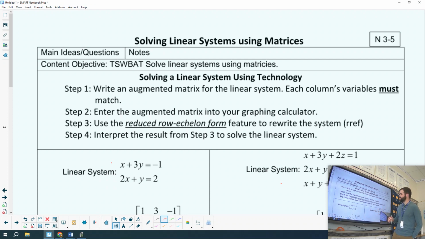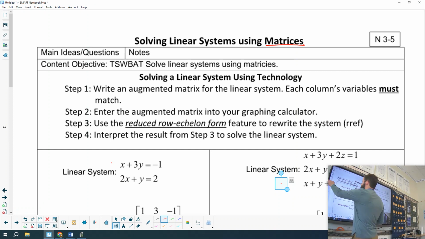All right, so we're going to be learning about how to solve systems of equations using matrices. A matrix is how your calculator kind of perceives these systems of equations. So we kind of have to learn the calculator's language. We have to learn how to plug it in to our calculator. So let's do that together here.